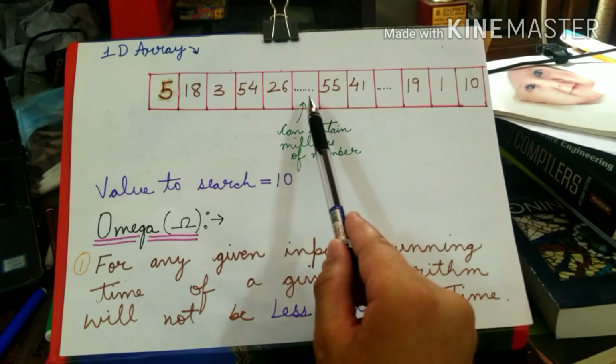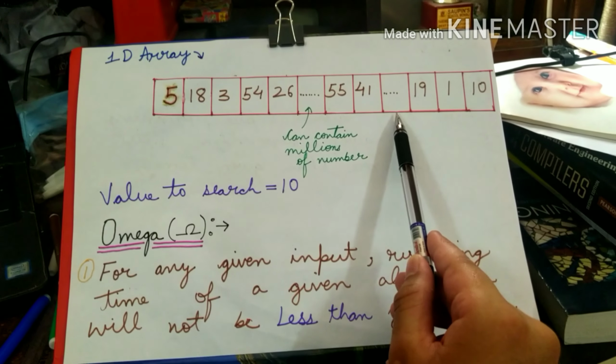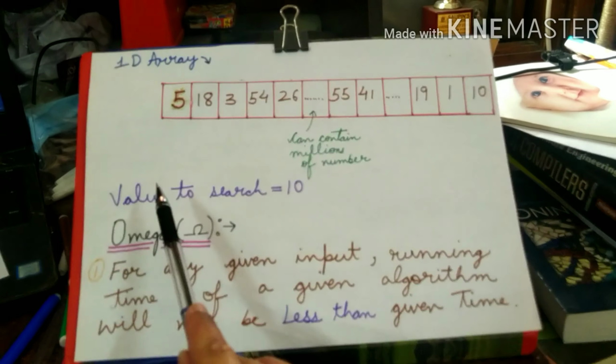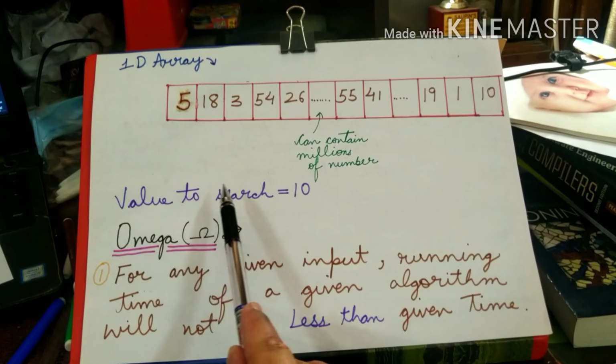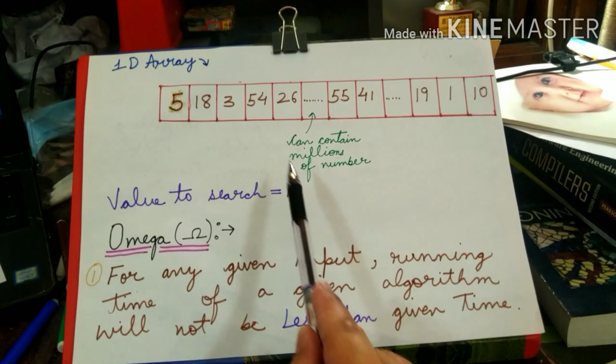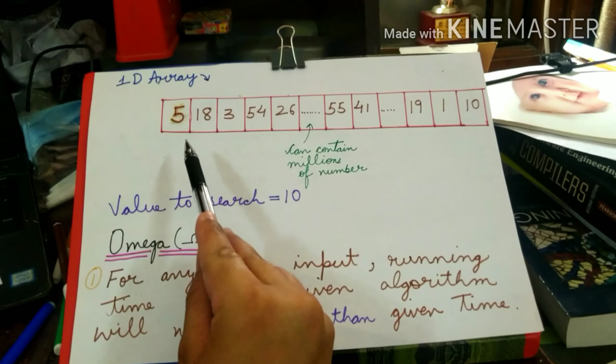So these dots can basically contain hundreds of numbers, thousands of numbers or millions of numbers. We need the value to search, which is equal to 10. We need to find the value 10. We will start from left to right.